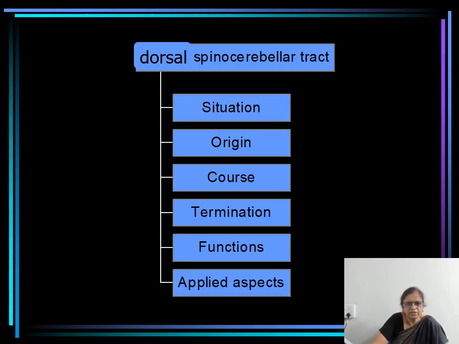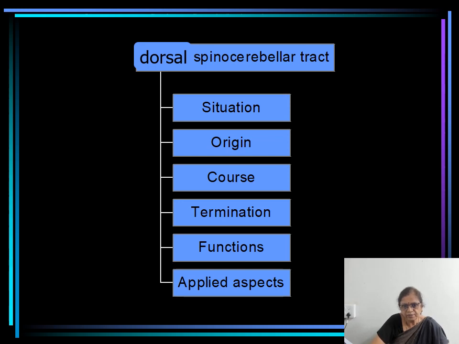So we are discussing the dorsal spinocerebellar tract followed by the ventral spinocerebellar tract. For any tract, try to remember from where they start, called the site or situation, and how they enter the spinal cord and pass through different segments in the upward direction. This is called the origin, then entering the spinal cord and ascending through it, entering the brainstem, finally ending in the brain, or entering the brainstem and ending on the cerebellum.